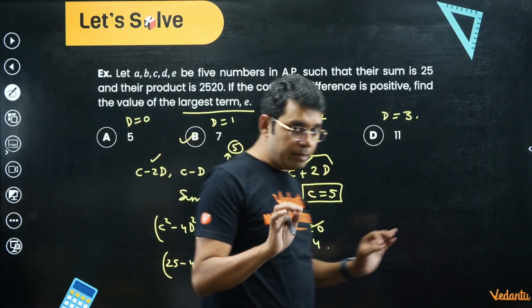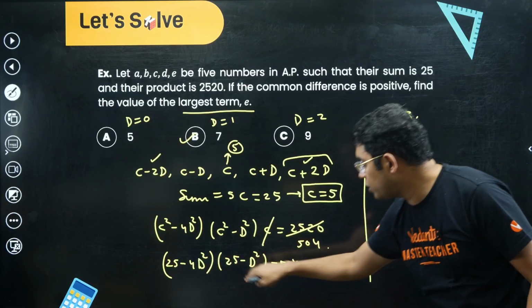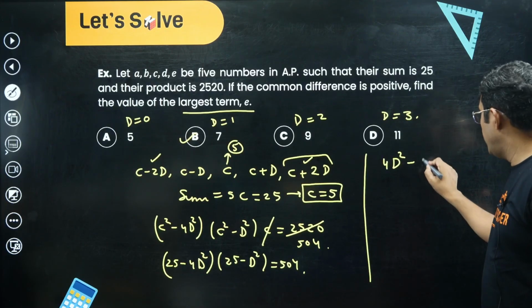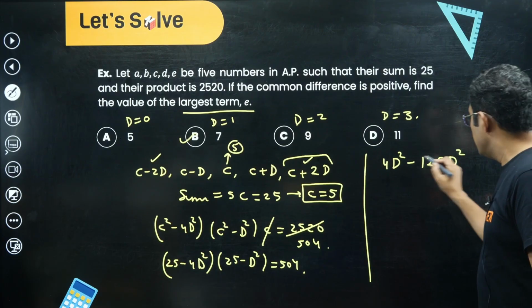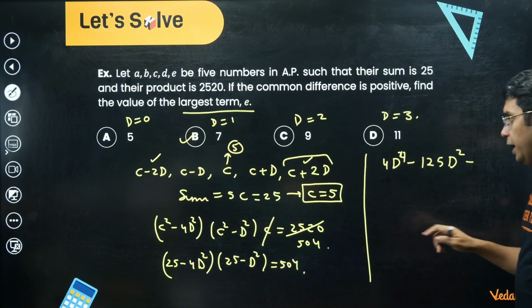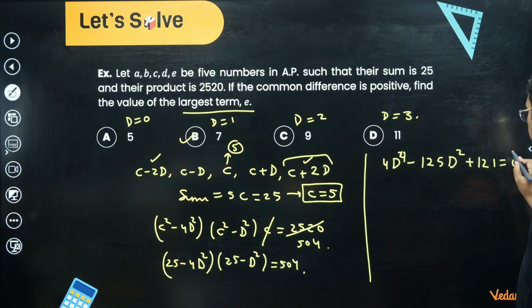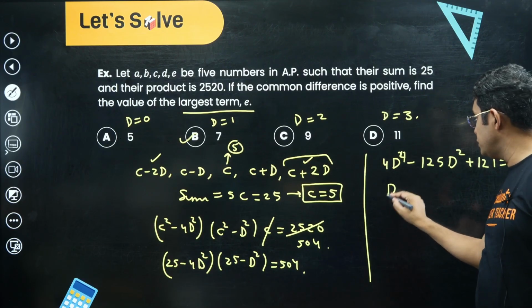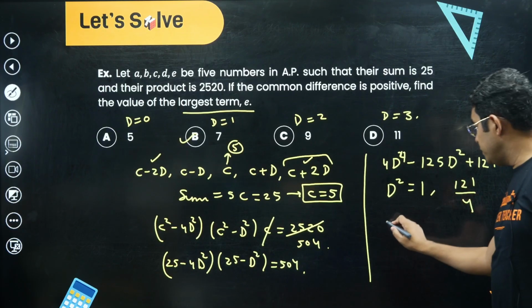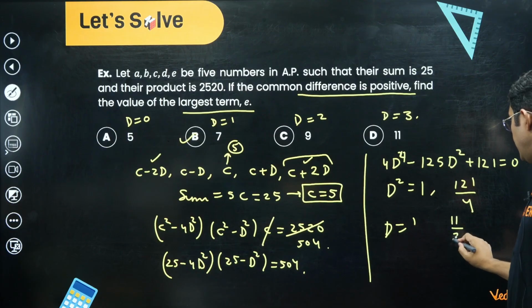But dear students, there is a problem in this question. If you solve for the quadratic, your quadratic in D square will be 4D power 4 minus 125 D square, and 625 minus 504, so it will be 121 this side. Definitely D square equal to 1 is one solution, but there is one more solution, that is 121 upon 4. From this D will be 1 because we are looking for common difference being positive, and from this we are getting 11 by 2.